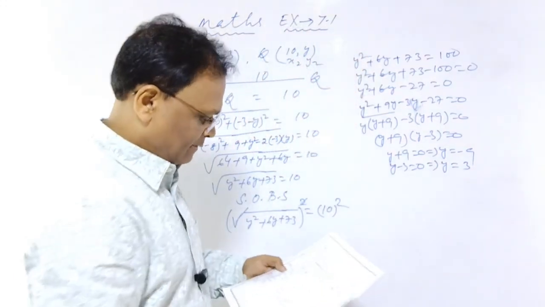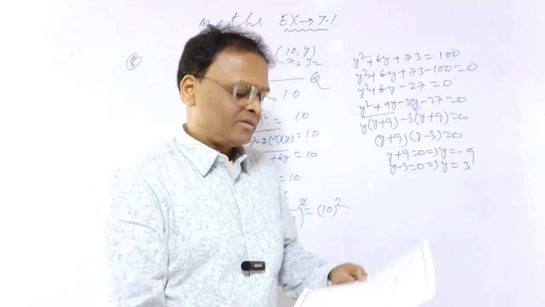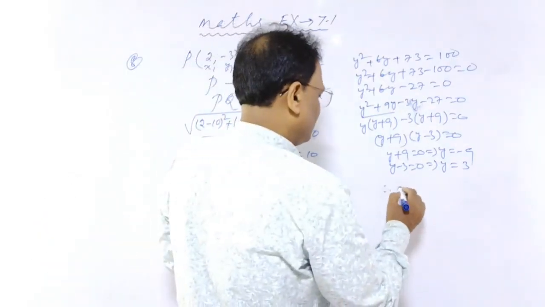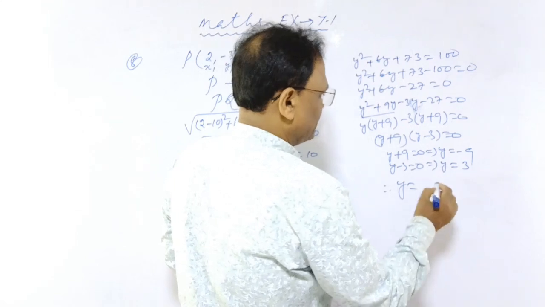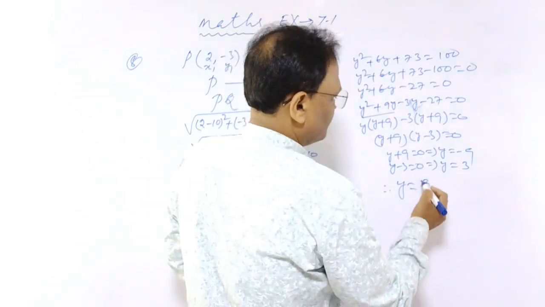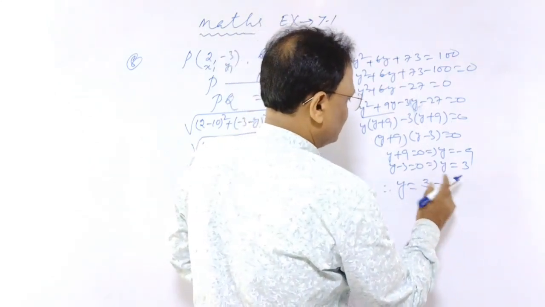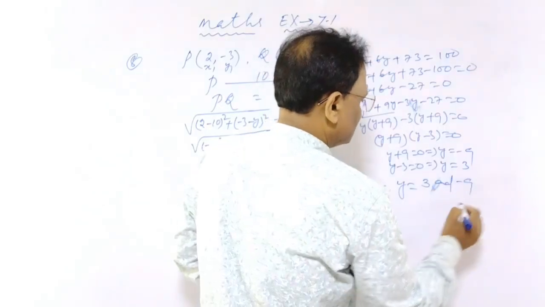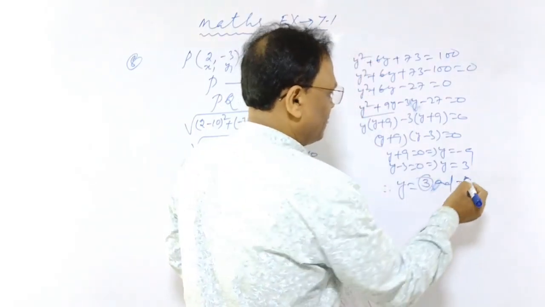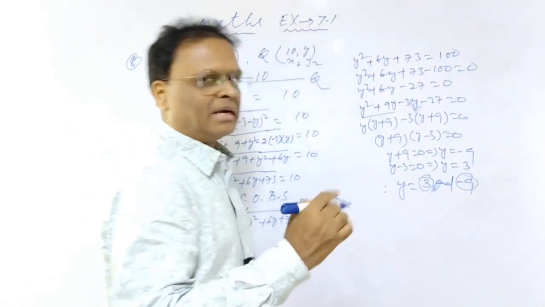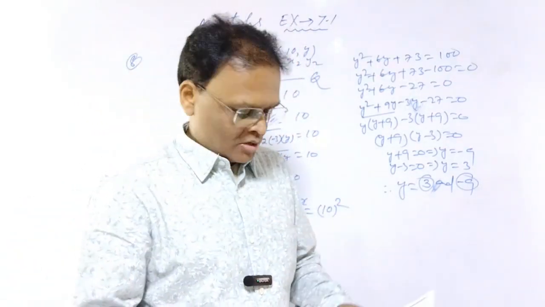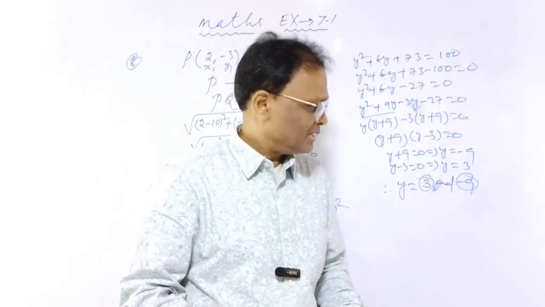So what is it asking? For what value of y? Therefore y is equal to 3 and minus 9, meaning y may be 3 or y may be minus 9. So this is the value of y. The value of y may be 3 or the value of y may be minus 9.